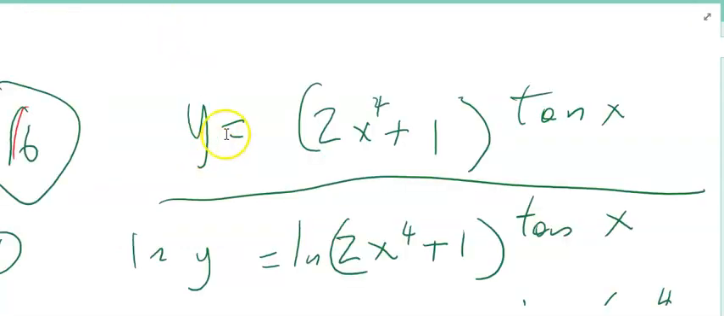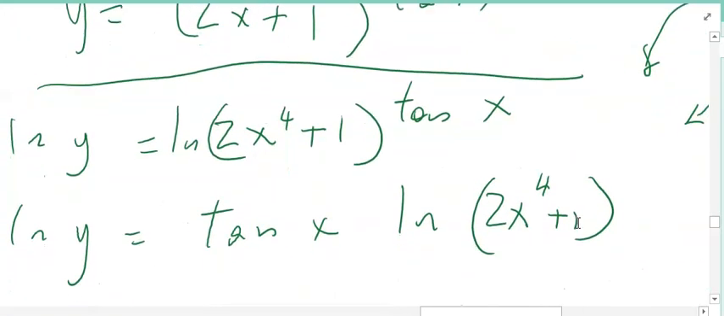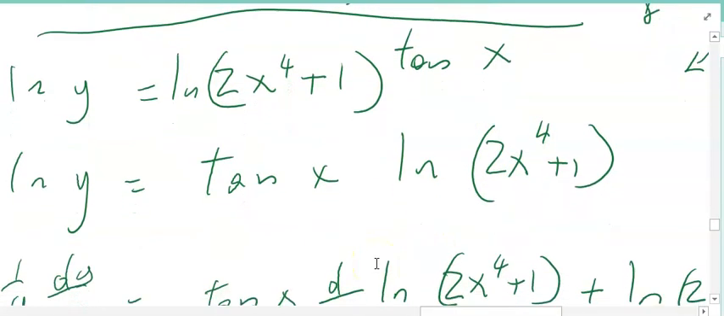Let's apply this to a problem. y is equal to 2x to the 4th plus 1, all raised to the tan of x. Now this is a good candidate for logarithmic differentiation. Apply ln to both sides. ln of y is equal to ln of 2x to the 4th plus 1 raised to the tan of x. And so ln of y will be equal to, using the power property of logs, tan of x times ln of 2x to the 4th plus 1.